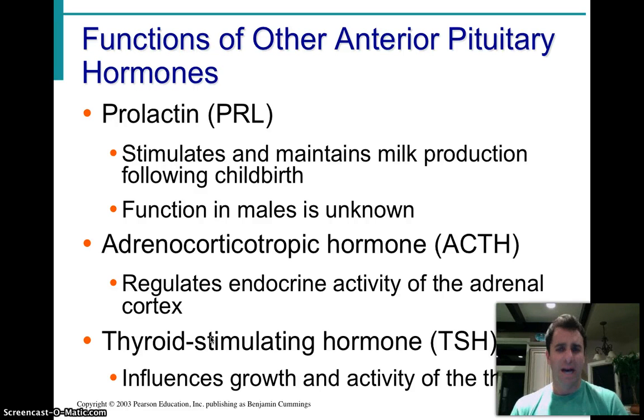Prolactin. It stimulates milk production after childbirth. We don't know what it does in males. Yes, males can produce milk, but don't ask me to. That's prolactin, and we don't really know what its function is in males, but it stimulates milk production. Not milk release, milk production, producing it. ACTH stimulates adrenal cortex, as we said, and TSH, thyroid stimulating hormone, influences thyroid gland secretion or activity.